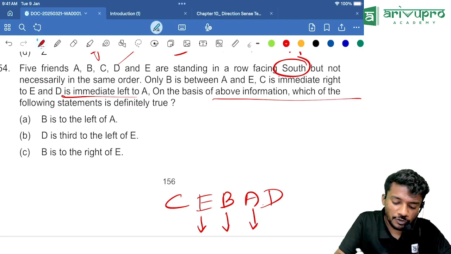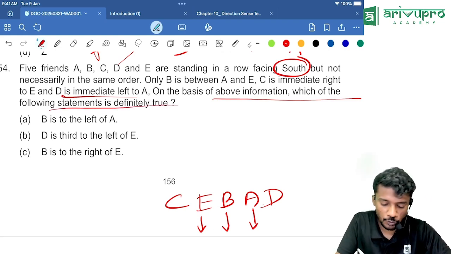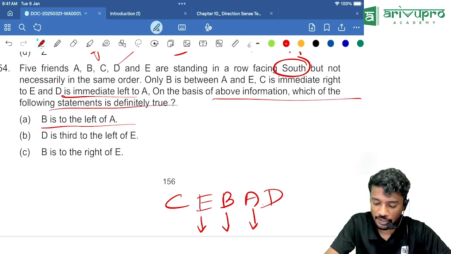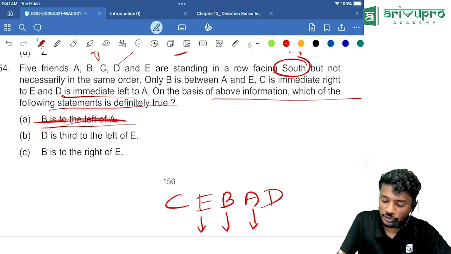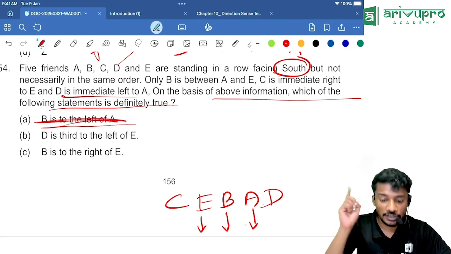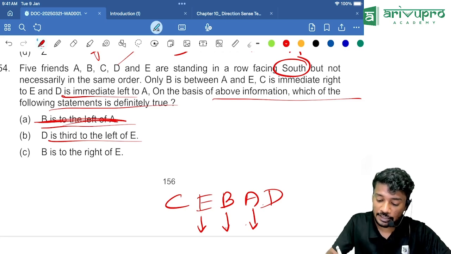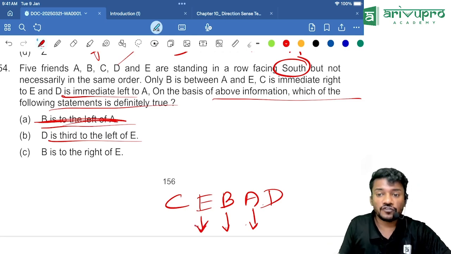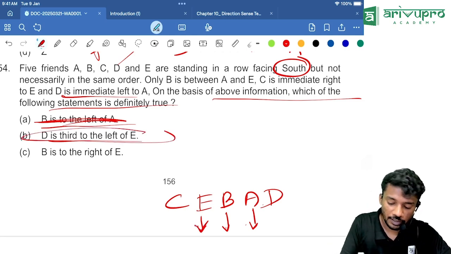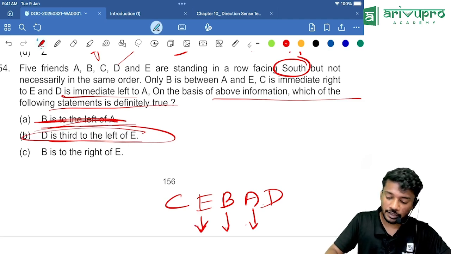On the basis of the information, which of the following is definitely true? B is to the left of A. Is that correct? No, it is to the right of A. They are looking towards south. D is third to the left of E. Is that correct? Yes. B is on the right of A, that is not true.